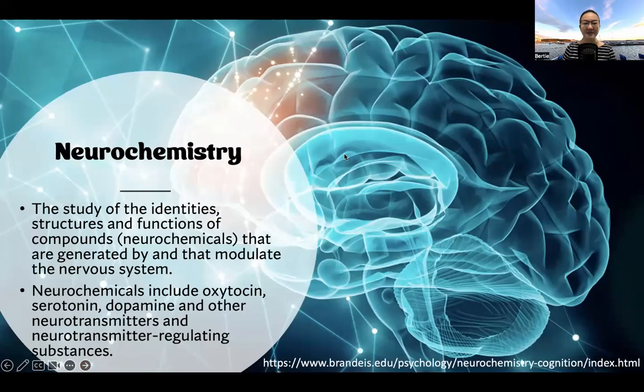Neurochemistry. It is the study of the identities, structures, and functions of compounds, neurochemicals, that are generated by and that modulate the nervous system. Neurochemicals include oxytocin, serotonin, dopamine, and other neurotransmitters, and neurotransmitter regulating substances.